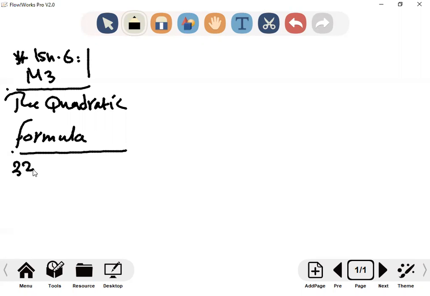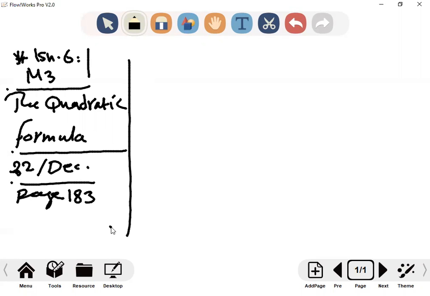We are in 22 December, page 183. Let's remember just a few things.